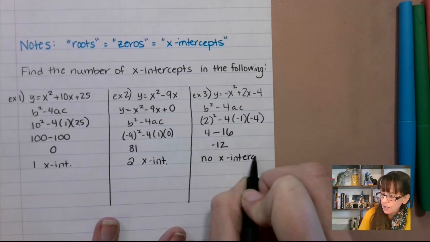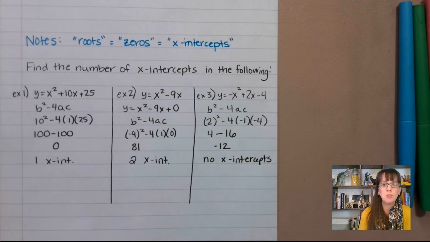No x-intercepts. Hopefully that helps you understand the discriminant a little bit better and how we interpret that and why we use it. If you have any questions, leave them below.